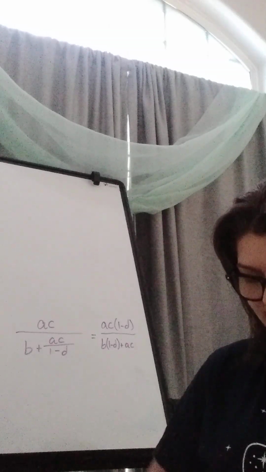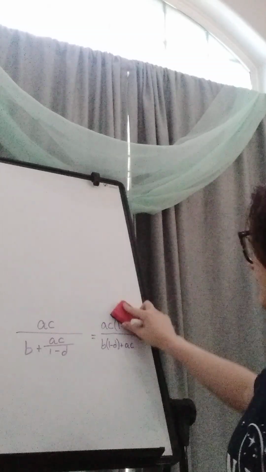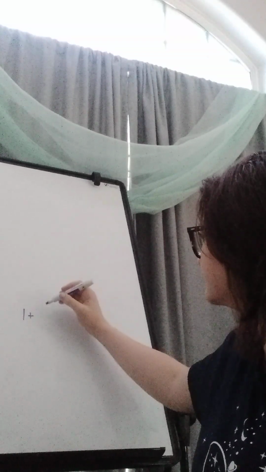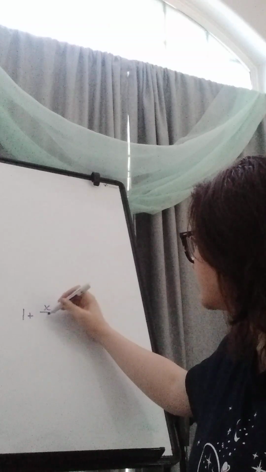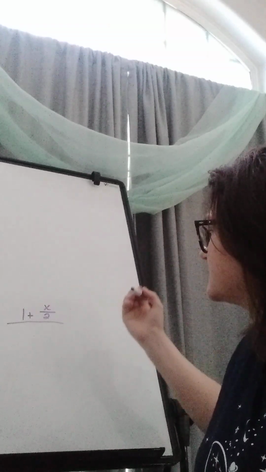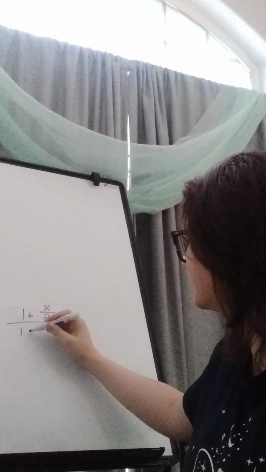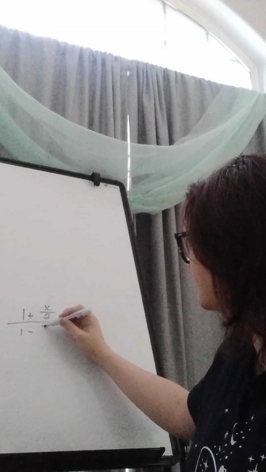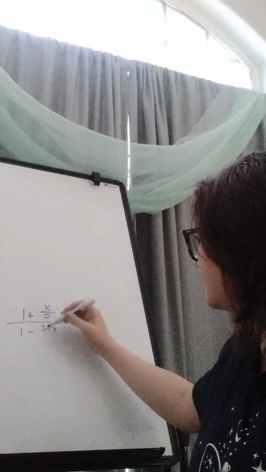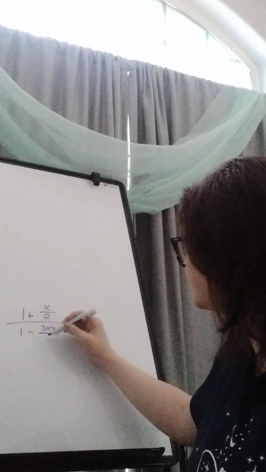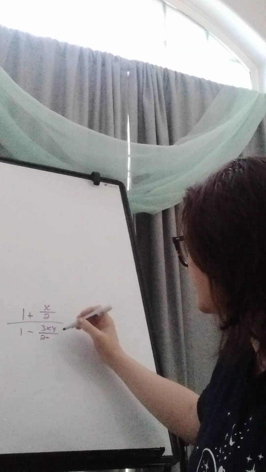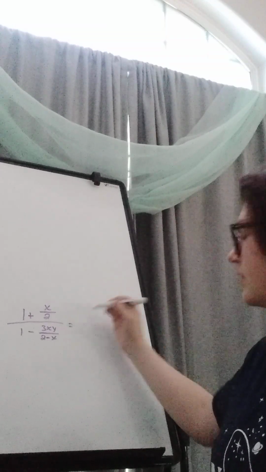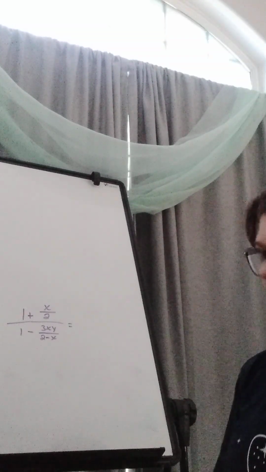But you may be wondering, what if we just have numbers and a single variable? Can we do the same thing? Yes, we can. Let me get a new question here. What if we had 1 plus x over 2 divided by 1 minus the quantity 3xy over 2 minus x. And we don't know what that equals yet, but we can go for it.